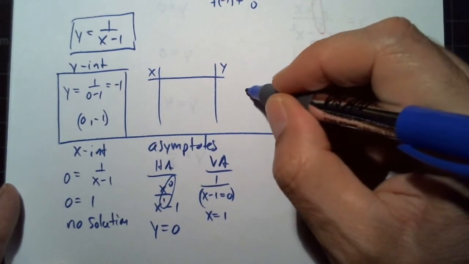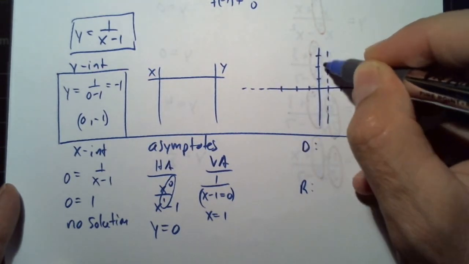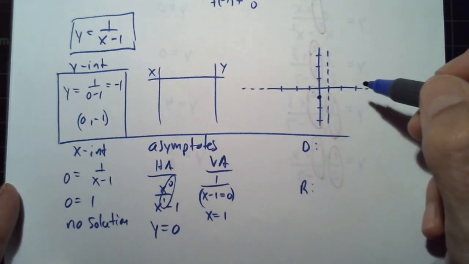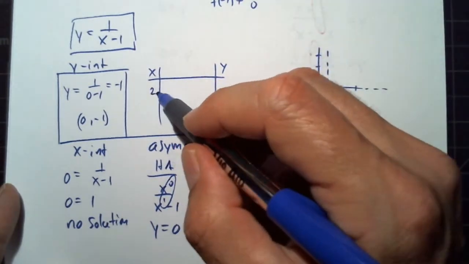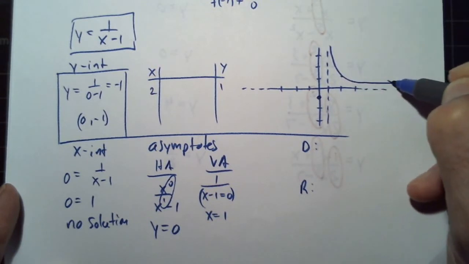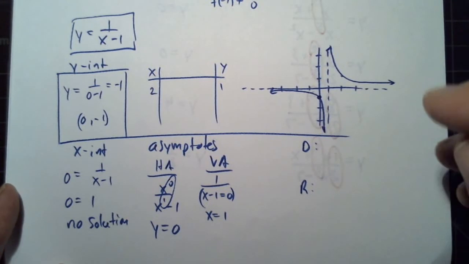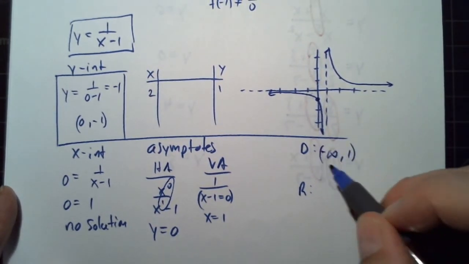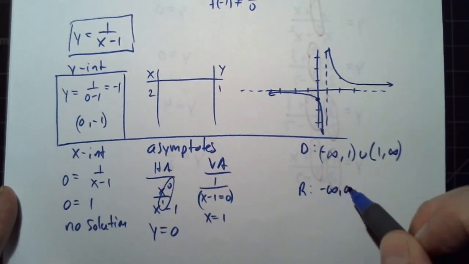Vertical asymptote, horizontal asymptote, 0, -1. If we plot some points, we'll see at 2, we go to 1. With a domain that excludes 1, negative infinity to 1, 1 to infinity, and a range that excludes 0.